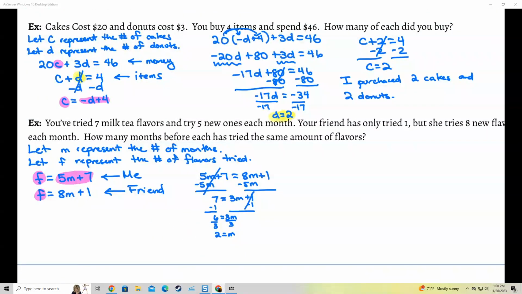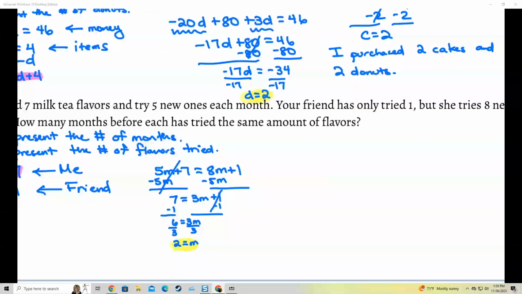What did I just find out? I found my m is equal to 2. Remember that m represented the number of months. I forgot the question. Let's read the question again. How many months before each has tried the same amount of flavors? Do I know how many months? Yeah, it's 2. It's written down there, right? I could go back and plug it in, but they're not asking me how many flavors have they tried. So I'm actually done right here. I can go ahead and stop and say it will take 2 months to try the same amount of flavors.